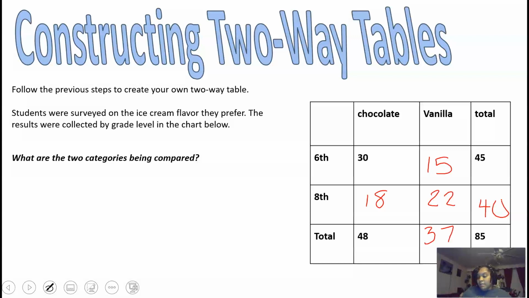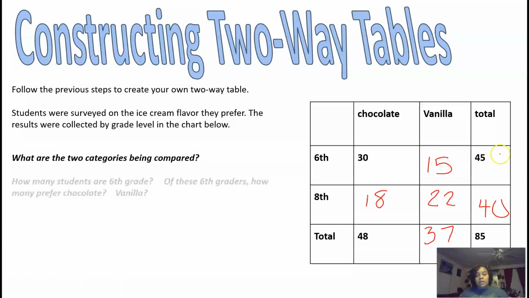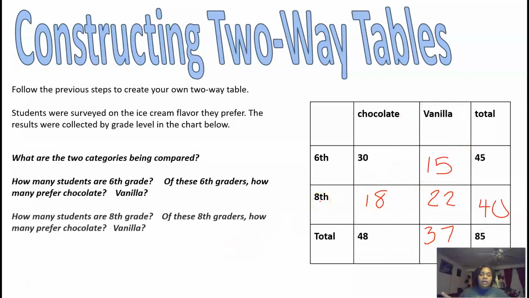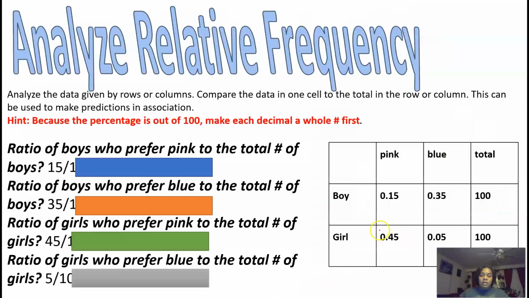48 and 37 is 85. So we did pretty good. So if you fill it in, answering questions would not be so hard. How many students are sixth graders? 45. Of those sixth graders, how many prefer chocolate? 30. How many prefer vanilla? 15. Okay. How many eighth graders are there? There's 40 eighth graders. 18 like chocolate and 22 like vanilla.